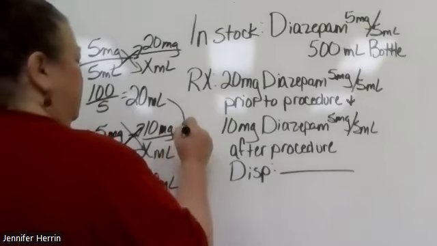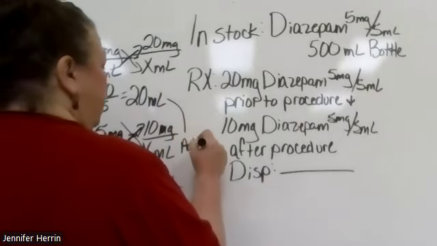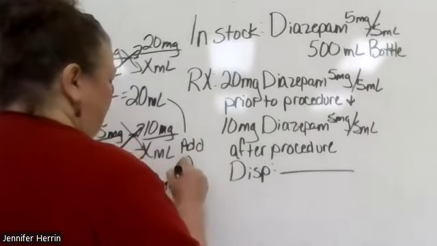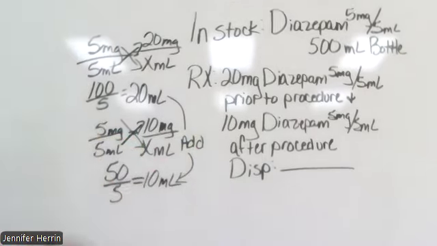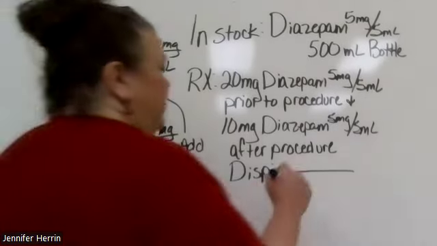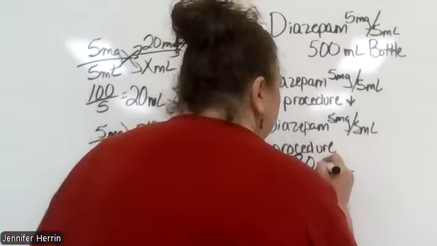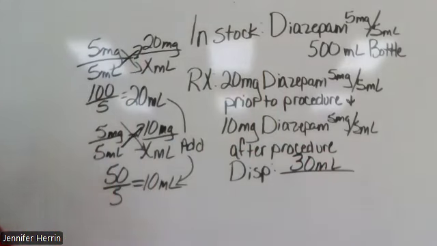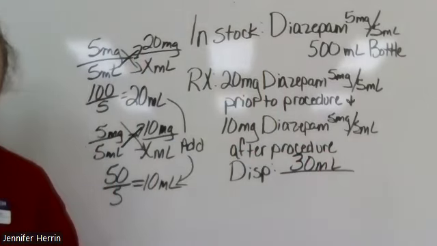These two things must be added together, right? Because I need this prior to the procedure and this after the procedure. So in order to fill this order the way it has been prescribed, we would need to dispense 30 milliliters.